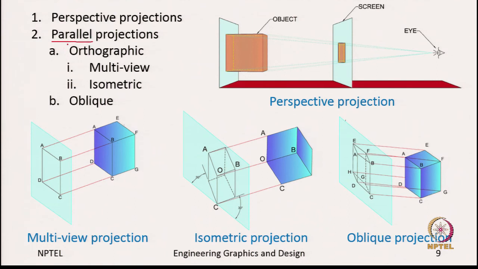Even in the parallel projections we have 2 categories, one is orthographic and the other is oblique. Here orthographic refers to the angle between the projectors and the projection plane. When it is 90 degrees we call them orthographic. We have 2 which meet these criteria, both the multi-view as well as the isometric, both are orthographic because the projectors are making an angle of 90 with the projection plane. And in oblique, as we have looked at, these projectors make an angle other than 90 degrees.